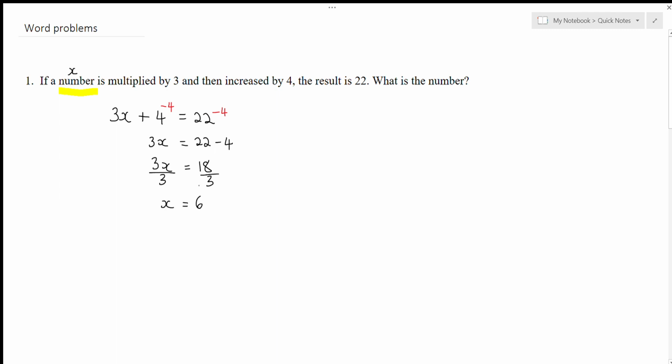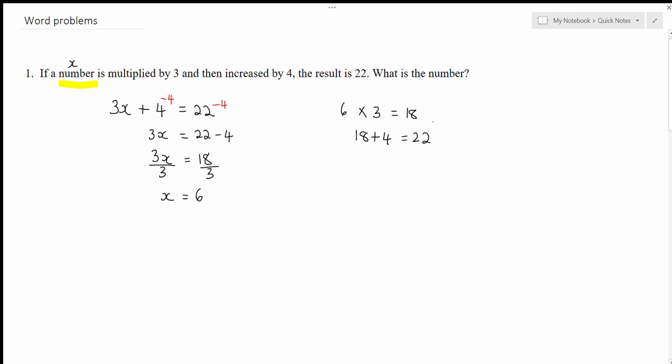So my number is 6, and then we test it. If the number is 6 and I multiply it by 3, I'm going to get 18. Then you increase 18 by 4, you will end up with 22.